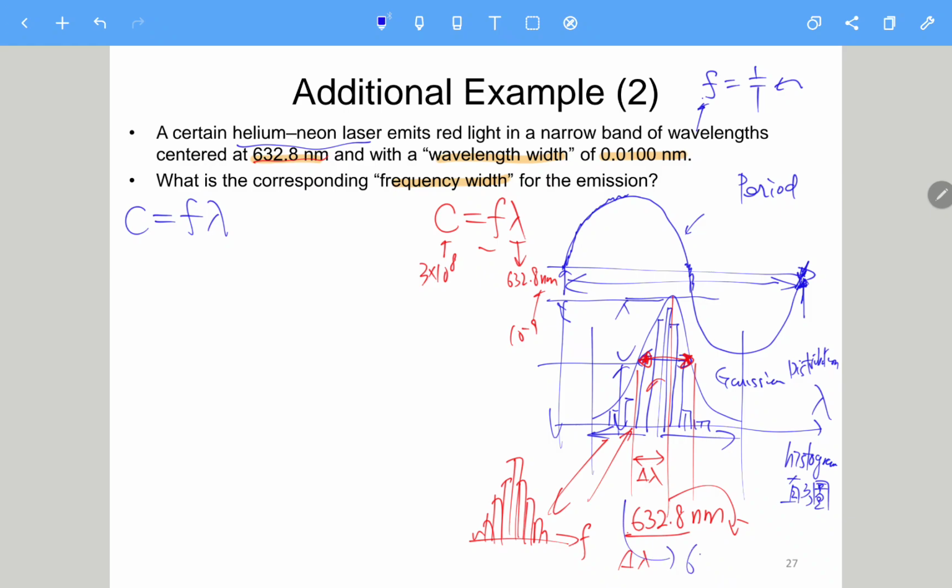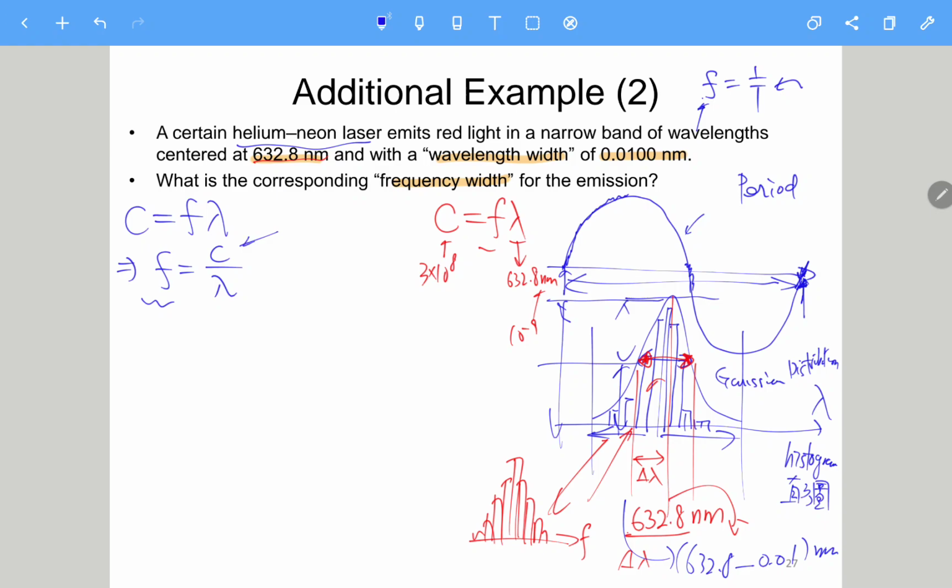Okay, so this is 632.8 minus 0.01 nanometer, and then you can plug in there. Here we try to take the derivative, but before we take the derivative, we can rearrange the equation like f equals c over lambda. On the left side, f is a function. f is a dependent variable. Lambda is an independent variable. c is a constant, the speed of light.